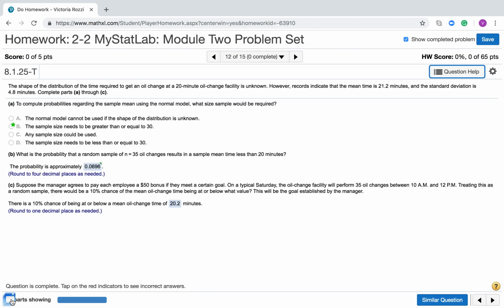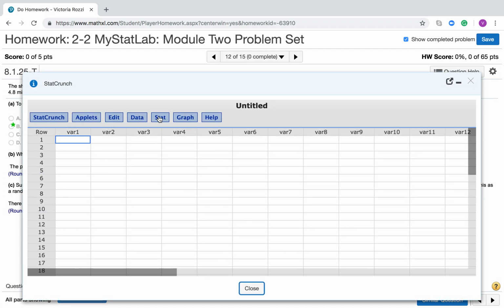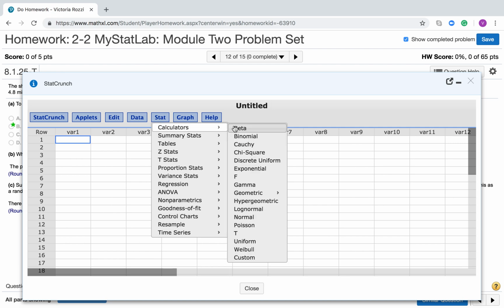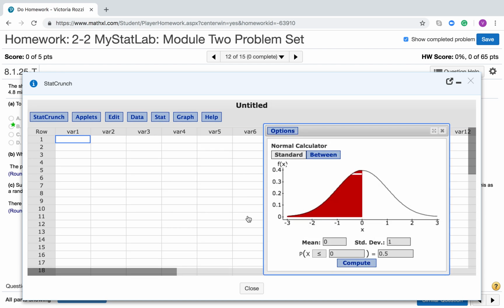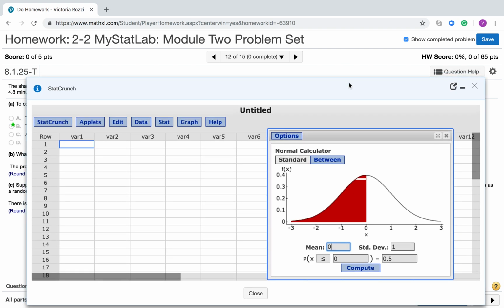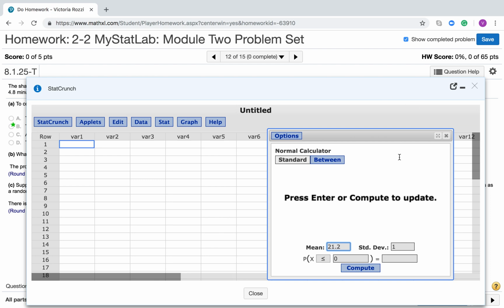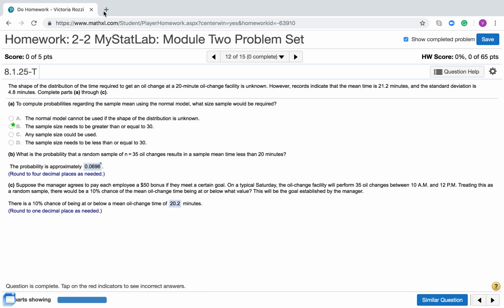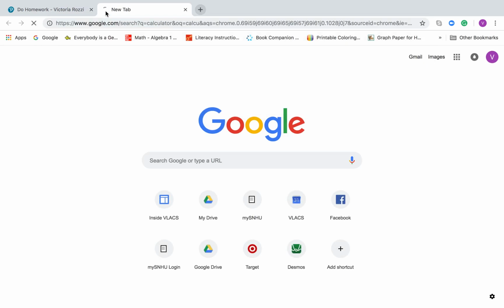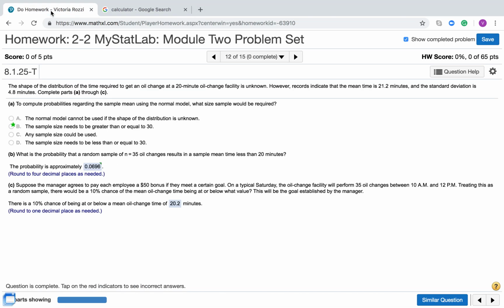So going back to StatCrunch, I'm going to go to Stat, Calculators, and we're going to go down to our normal distribution. And I'm going to put in my mean. Again, that was what, 21.2 minutes? So I'm going to put 21.2 in here. And we have to find the standard deviation that we're going to use. I'm going to minimize this for a moment and just open up my Google Calculator. The standard deviation that they gave us was 4.8 minutes, but we're dealing with a random sample of 35. So we're going to do 4.8 minutes, and then divide by the square root of 35.